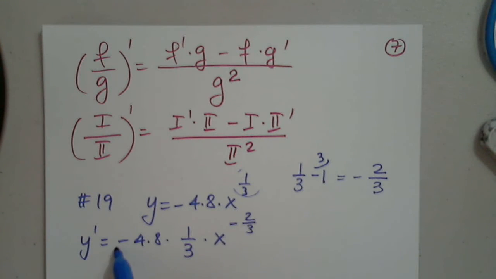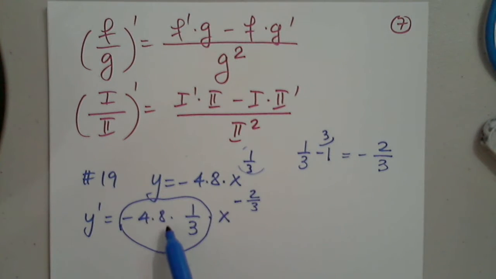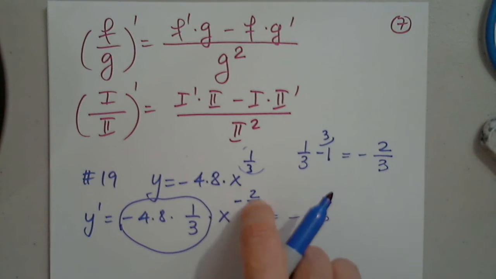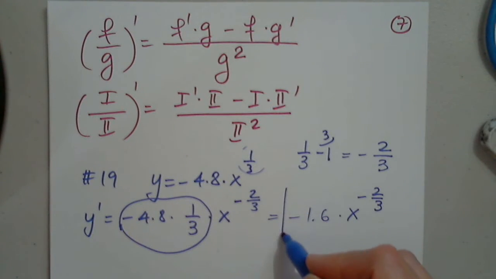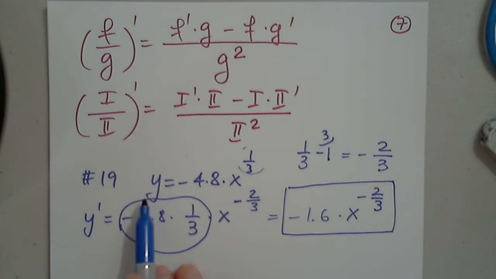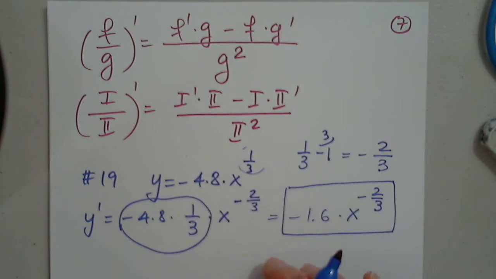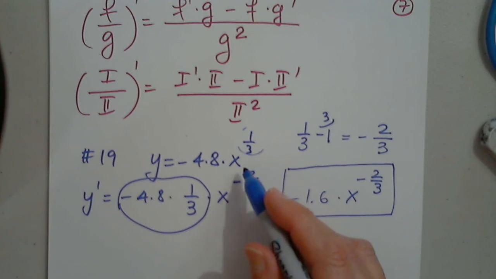Negative 2/3. I have to perform this product, so this will be negative 1.6. This you can bring to the denominator if you want, or you can simply leave it as is. So this is the derivative function. If you want to determine the rate of change of this function at any point except 0, you notice that when you put this in the denominator, you cannot plug in 0. Other than that, you can plug in anything. So this function is not differentiable at 0.